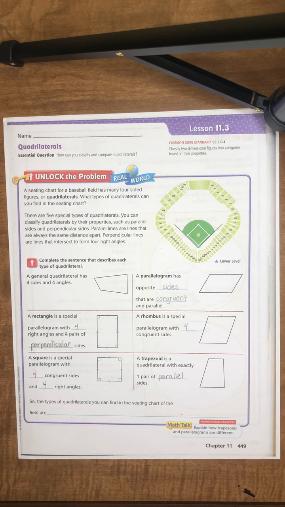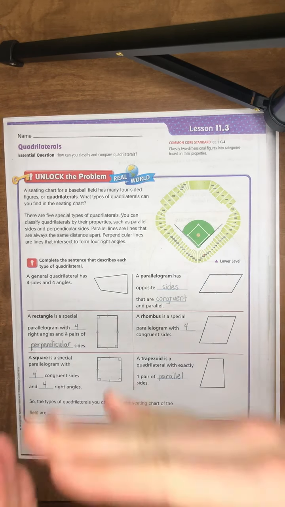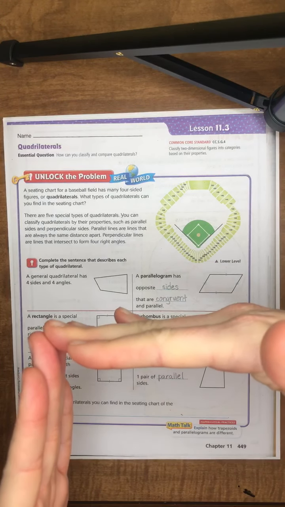They usually have words that come up, such as parallel lines that are always the same distance apart, such as my hands, relatively speaking, whereas perpendicular lines intersect to form 4 right angles. So, like that. A general quadrilateral has 4 sides and 4 angles.